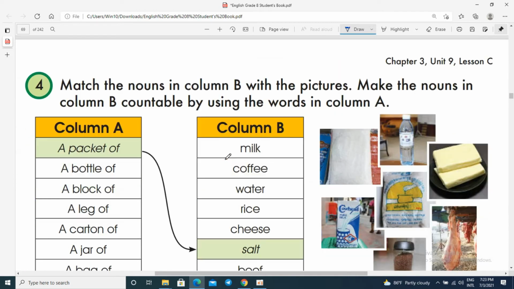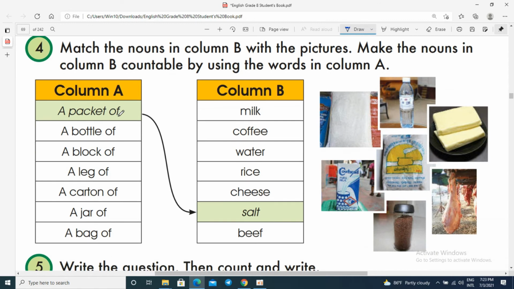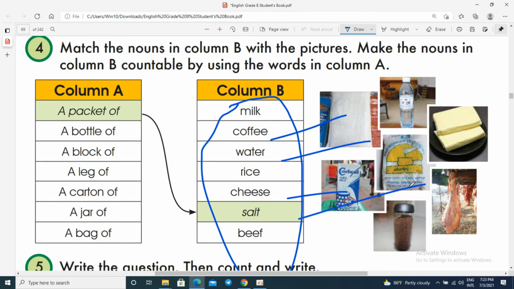Okay. Let's go on to another one. So now you will match the nouns in the column, see? These are all the nouns in the column. So you are going to match those nouns with the pictures here. You match with the picture.